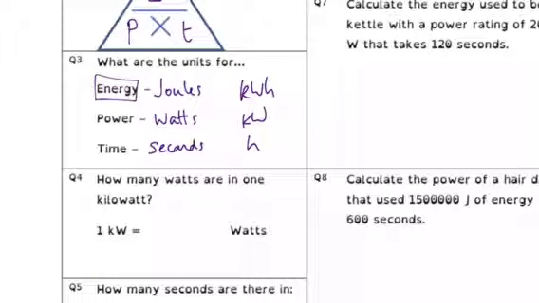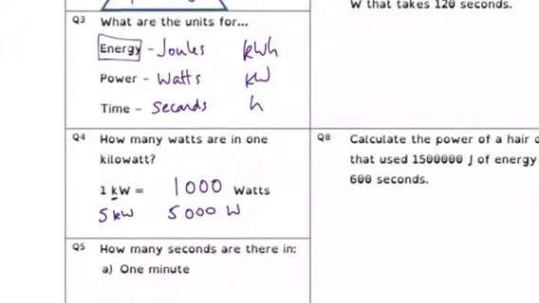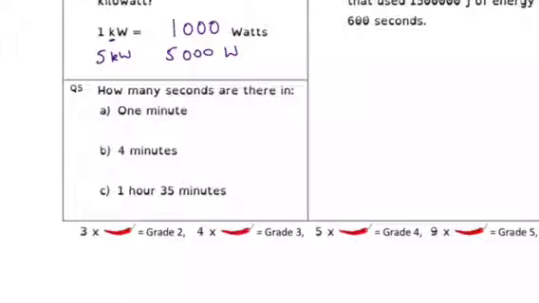Question 4, well, same as when we've got a kilometre, when there's 1,000 metres in a kilometre, here we've got 1 kilowatt, so we've got 1,000 watts in 1 kilowatt. So 5 kilowatts would be 5,000 watts. And then just a bit of knowledge, how many seconds are there in 1 minute? Well, 60. In 4 minutes, that's 60 multiplied by 4.